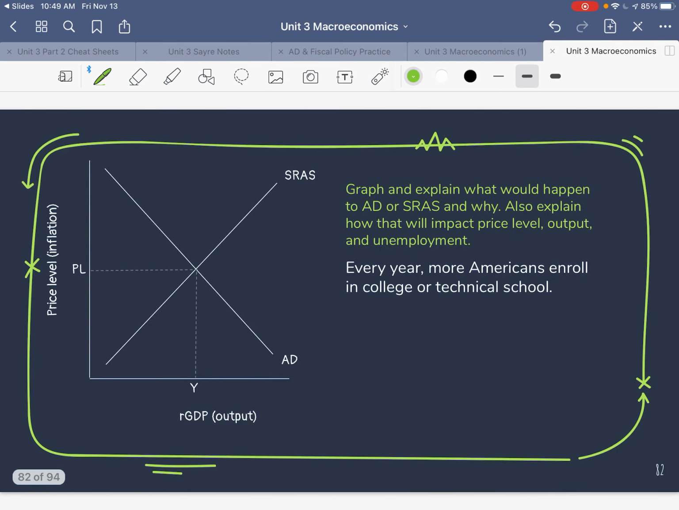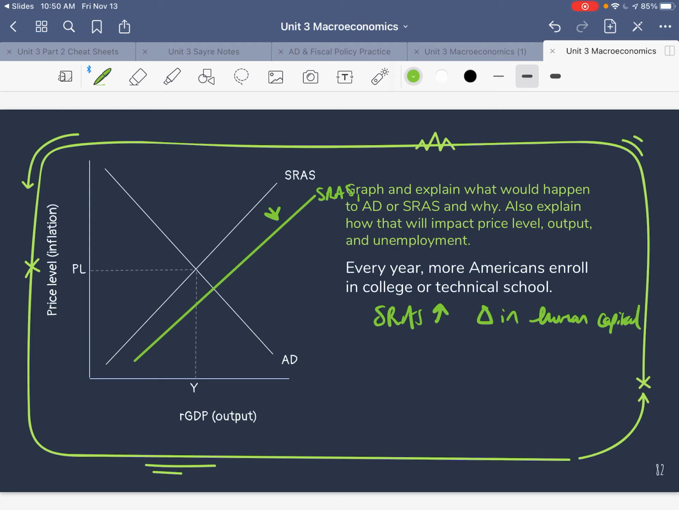Last one. Here we go. Every year, more Americans enroll in college or technical school. So how would that impact supply or demand? Well, if we have more people being educated, that's a human capital issue. More people are going to school, more people are going to join the workforce, we can supply more. So SRAS increases due to a change in human capital. All right? So which way does it go? If we are increasing, we shift it to the right. Label it SRAS 1. Indicate with an arrow which way it shifted.